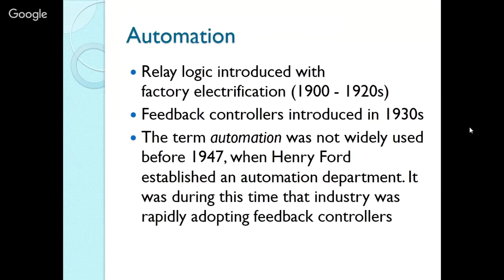Automation was there before electricity was introduced. Automation was being implemented using mechanisms. But electricity enabled large-scale automation. So in the early 1900s, up to 1920, relay logic was introduced in the industry. And in the 1930s, feedback controllers were introduced.